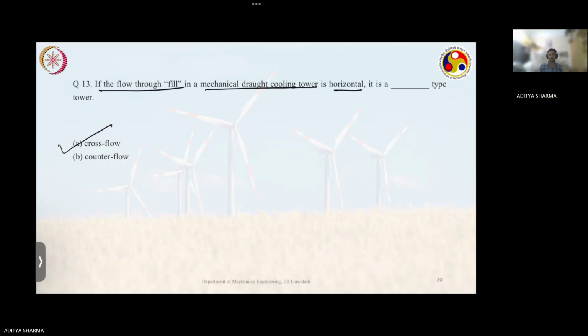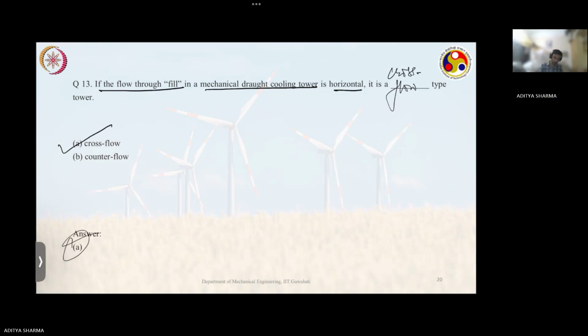Okay. If the flow in the fill had been in vertical direction, this would have been counter flow, right? The air and the water would have been in opposite directions. Hot water would have been in counter flow directions, right? So in this case it is a cross flow type tower. Okay, so this is your question number 13.